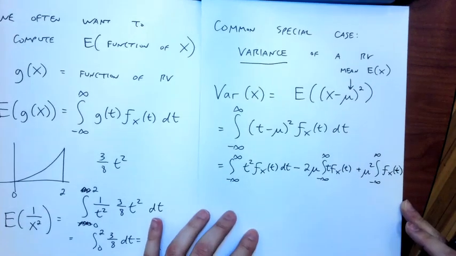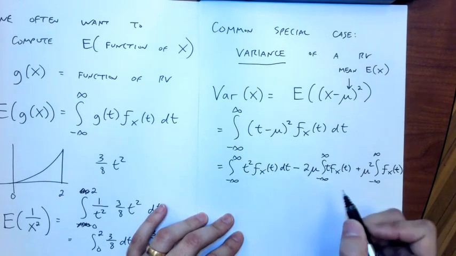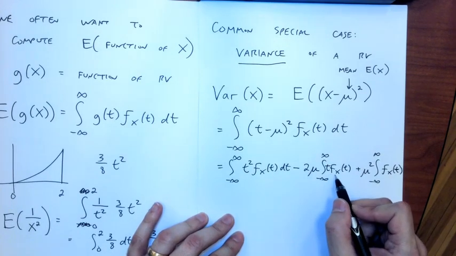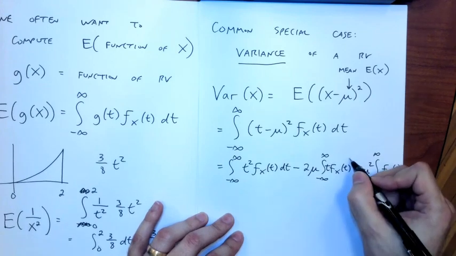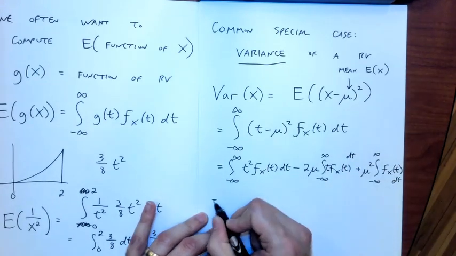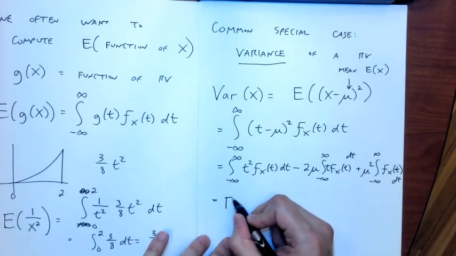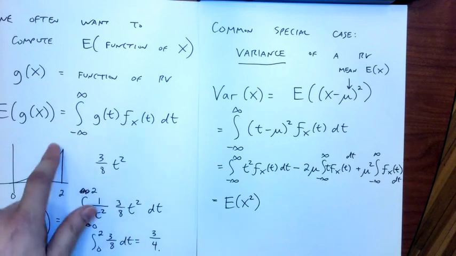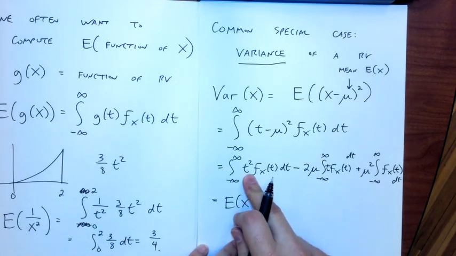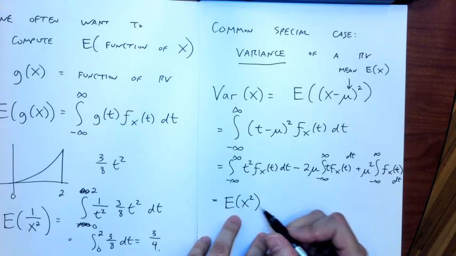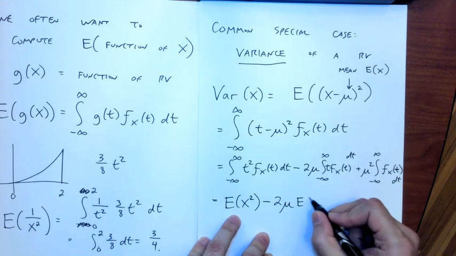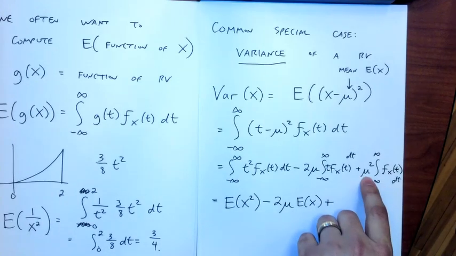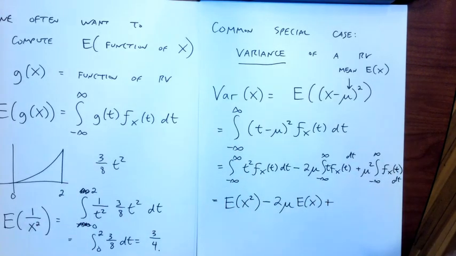All right, so let me read it for you in case you can't read it from the back. I've got an integral of t squared f_X of t, then a minus 2 mu integral of t f_X of t, then a plus mu squared integral of just f_X of t by itself, dt. So this first part is the definition of the expected value of x squared, right? I'm putting t squared in place of what I normally put, t. This is 2 mu times the expected value of x, right? This here is mu squared times this integral of the PDF, which is just going to be 1, because I know the PDF has to integrate to 1.